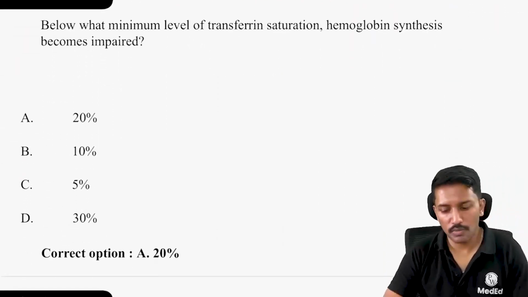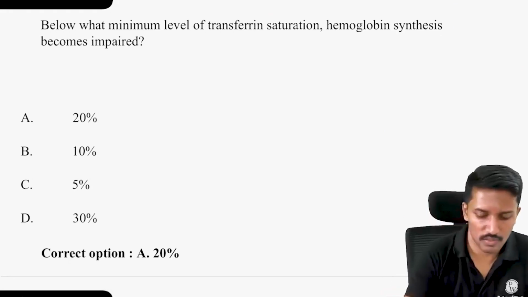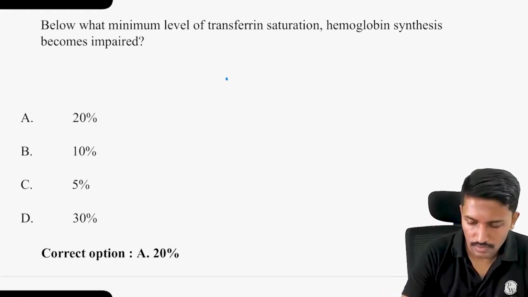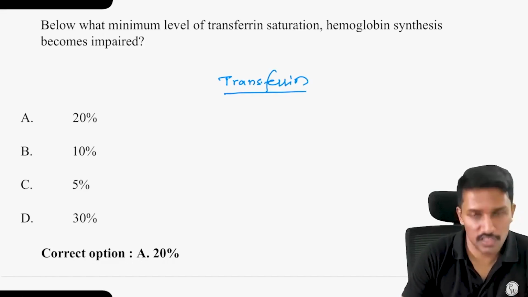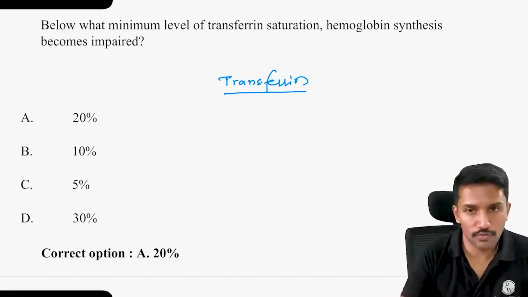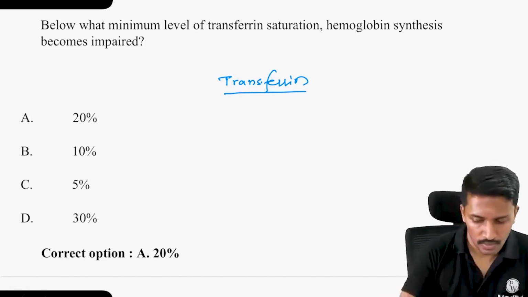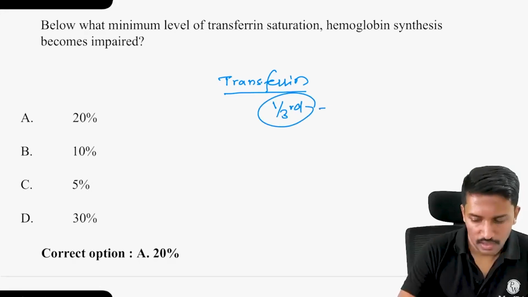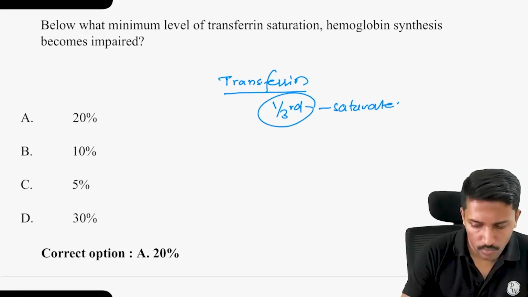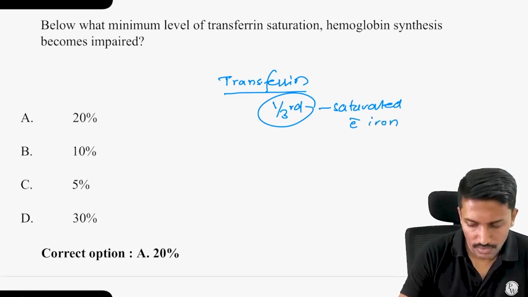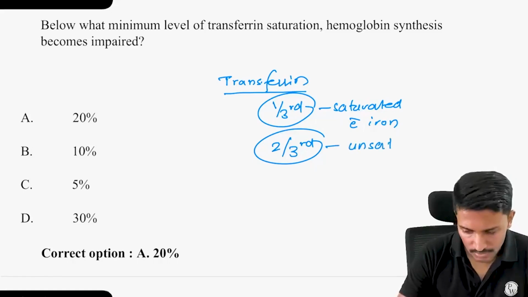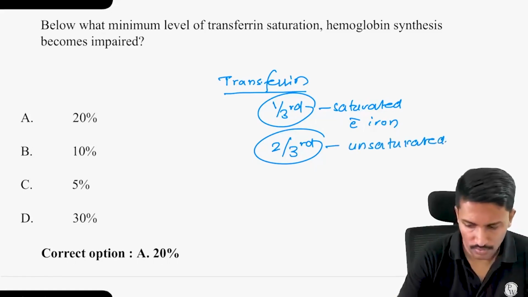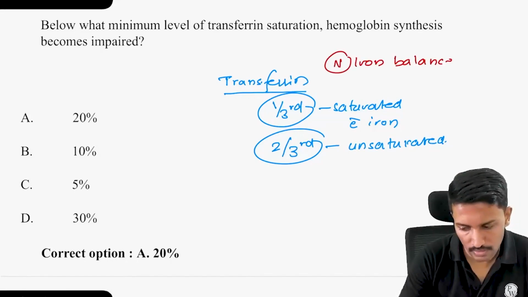Now, below what minimum level of transferrin saturation does hemoglobin synthesis become impaired? That all of us know, when the transferrin saturation. Now, what is this transferrin? Transferrin is an iron transport molecule, right? Now, at any given point of time in normal physiology, 1/3 of transferrin that is available is saturated, or bound by iron, and 2/3 of it is unsaturated. This is the normal iron balance when you are getting adequate iron.